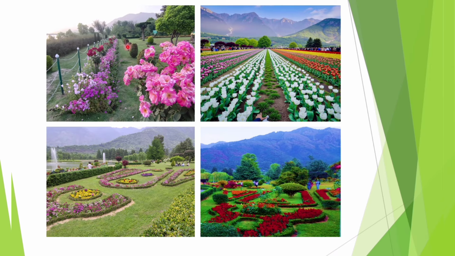These are some of the gardens. This is the Nishat Garden, a pic of a tulip garden. Nehru Memorial Botanical Garden, Chashmashahi. This is another aspect of the Nehru Memorial Botanical Garden. You will see the color combinations there, contrasting colors, different colors which have been there because of a particular scheme. We will be discussing those schemes one by one.